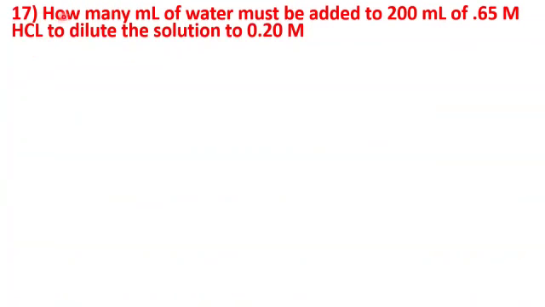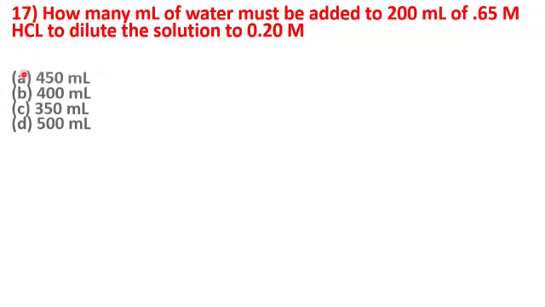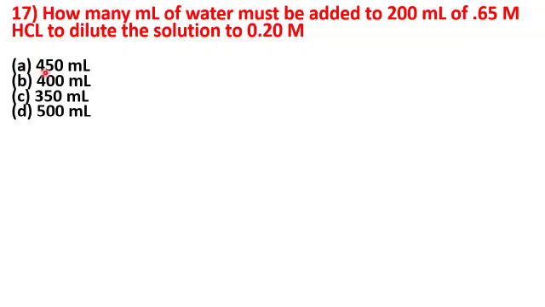Question number 17. How many ml of water must be added to 200 ml of 0.65 molar HCl to dilute the solution to 0.20 molar? Options A, 450 ml, B, 400 ml, C, 350 ml, D, 500 ml. Let us see the solution.